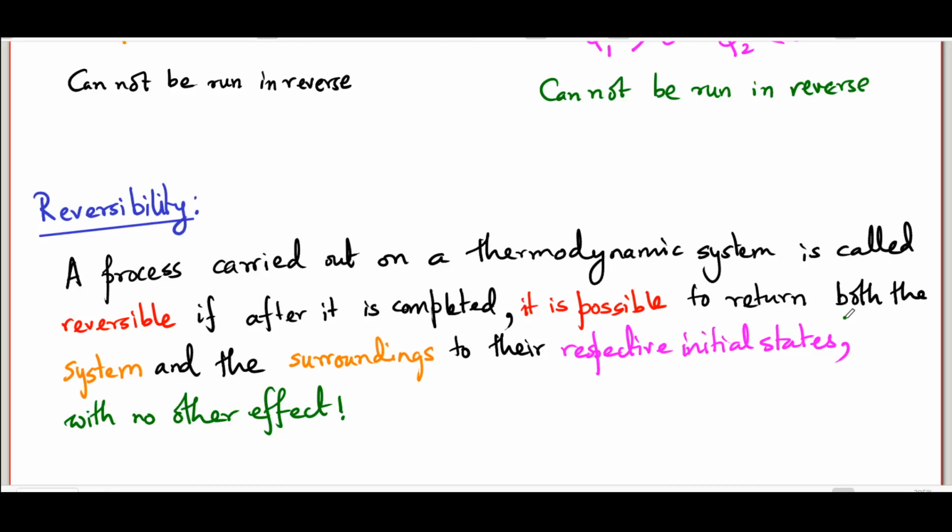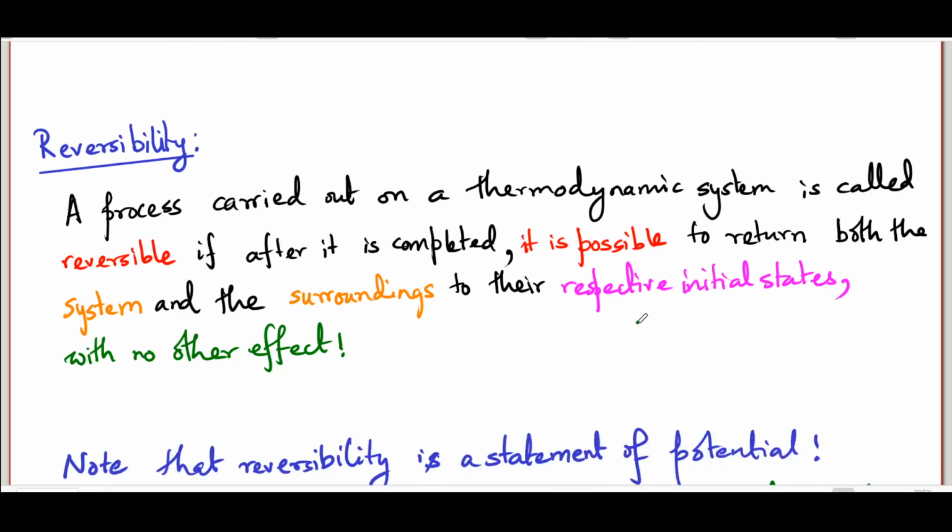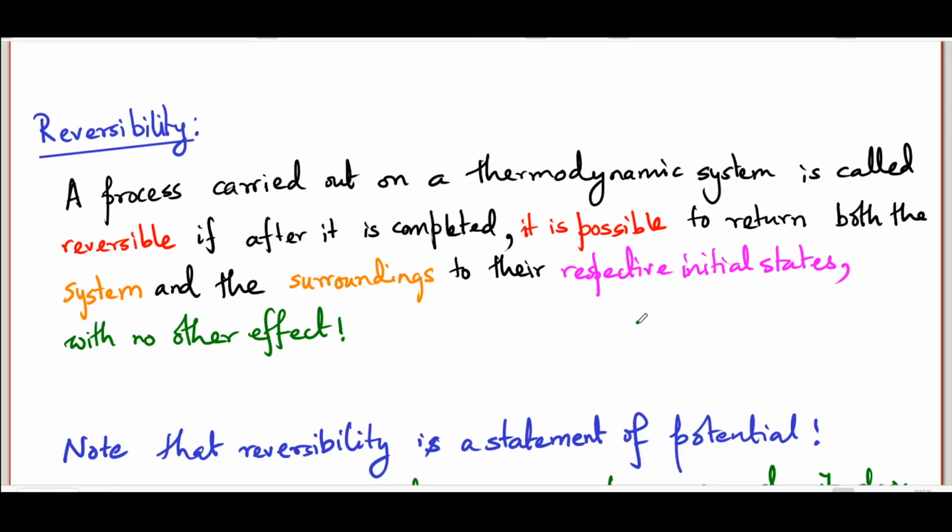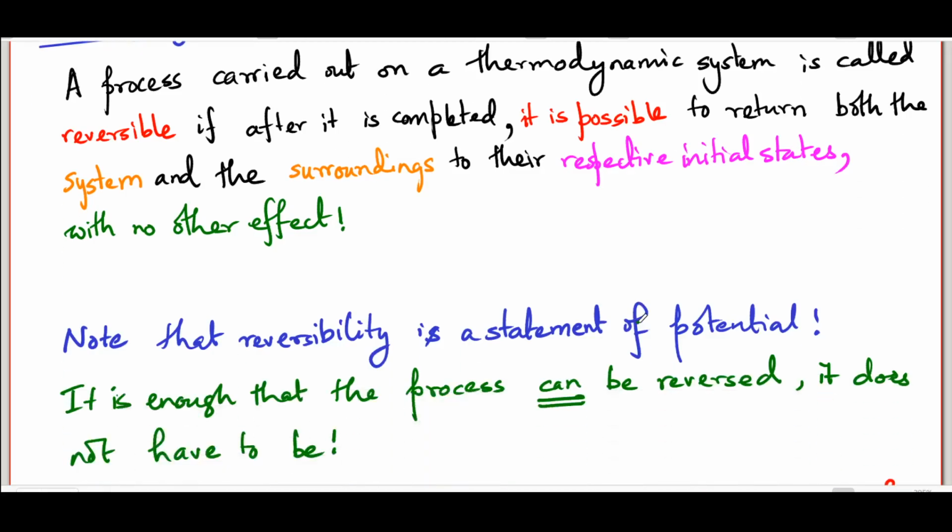Now this is just a statement, but it actually hides a lot of nuance within it. So let us try to understand this by taking it apart into pieces. First, note that this is a statement about potentiality. It should be possible to return both the system and the surroundings to their initial state. It is not essential that you have to return them to their initial states. So it is enough that the process can be reversed. It does not have to be reversed for the system to be reversible.